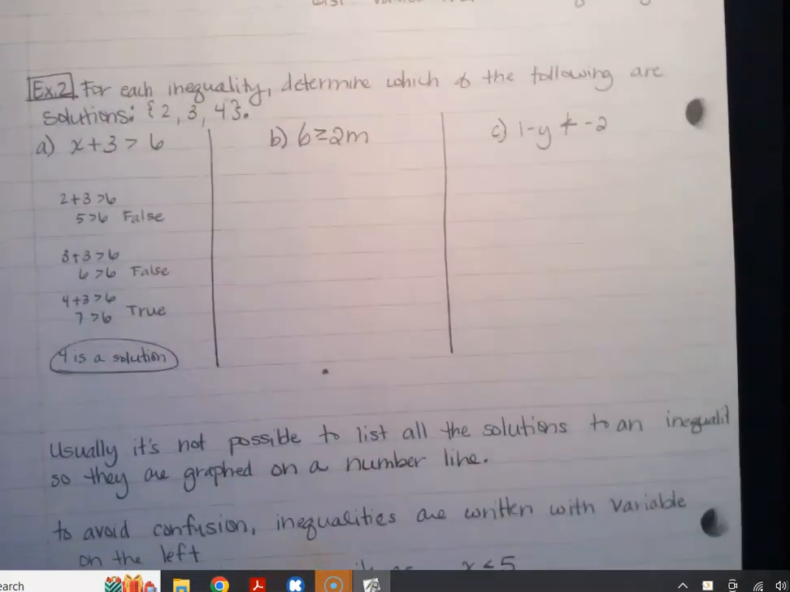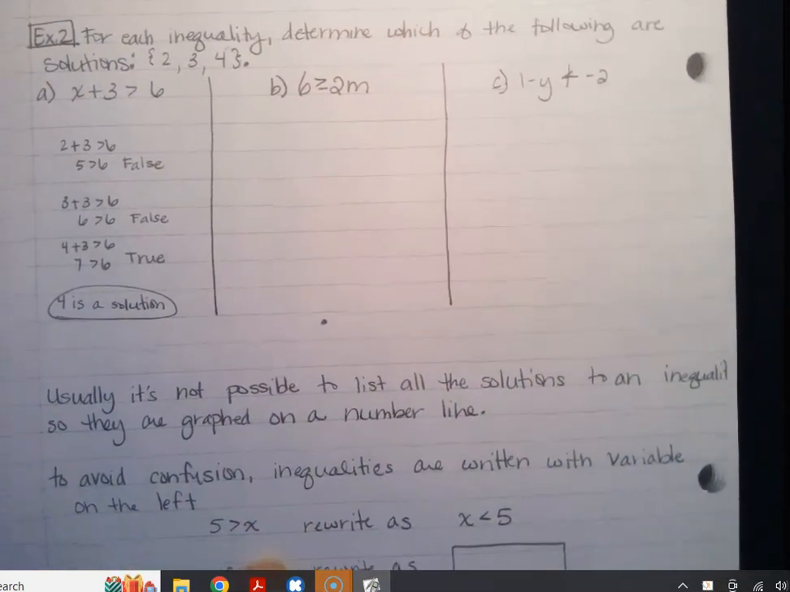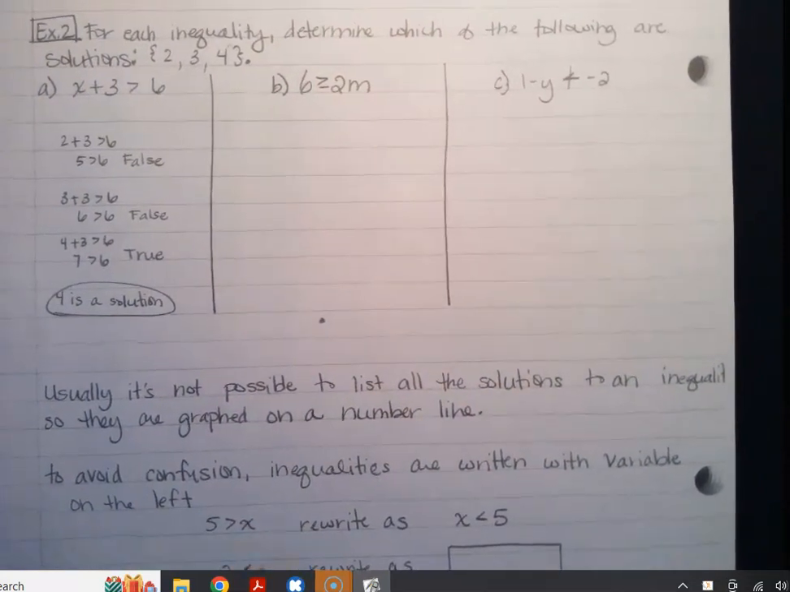Okay, so let me move this up so we can look at our examples. All right. Factoring polynomials. So for each inequality, determine which of the following are solutions. So we're checking, this is like our set to check. So we're going to plug each of those in and check and see if it's a solution. To be a solution, it has to make the inequality true or false. True. Okay, I was like, it does have to make it true.